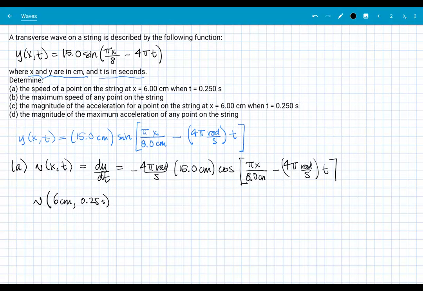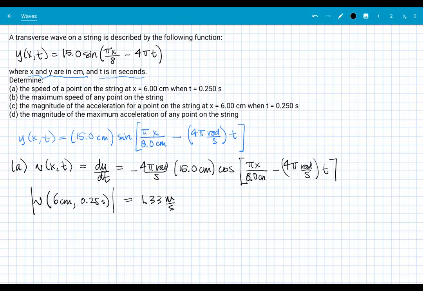Notice that this function will give me a signed quantity. So I'm going to want the absolute value of that. If I plug in those values and do that calculation, I should get something around 1.33 meters per second. And we would expect one particular value there because it's asking us for the speed of a particular point on the string at a particular time.